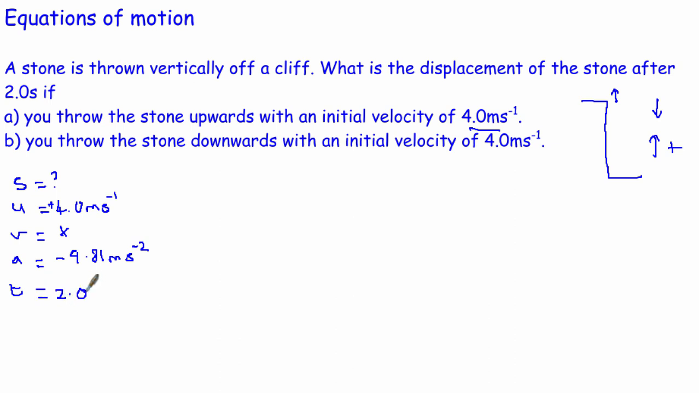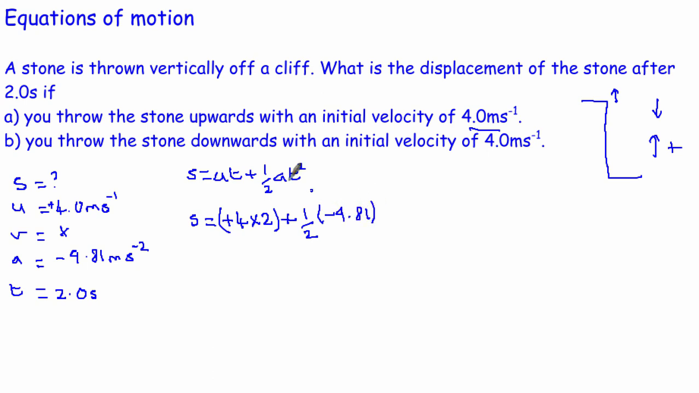So we've got a very similar situation to what we had before, apart from this time we're throwing the stone upwards rather than downwards. So again, I'm going to end up using exactly the same equation as we did before, which is S equals ut plus a half at squared. And again, I'm simply going to put my numbers in. So this time S equals u, that's plus 4, multiplied by the time, which is 2 seconds, plus a half, and then the acceleration is minus 9.81 because it's acting downwards, multiplied by the time squared. Again, 2 squared is 4. And if I do that on my calculator, I end up with an answer of minus 11.6 meters.